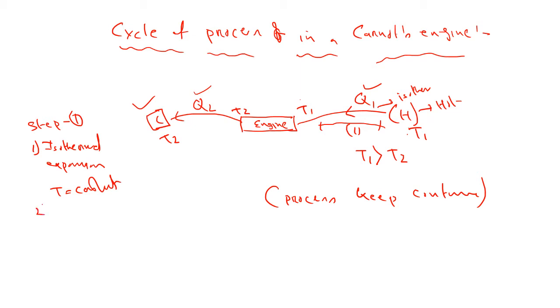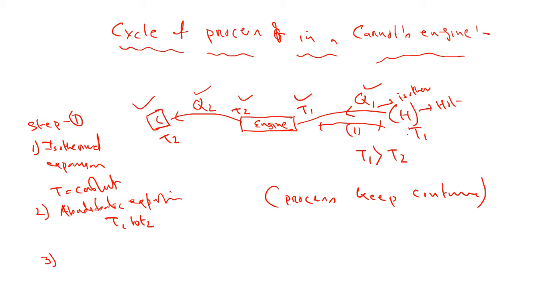The step 2 is adiabatic expansion. In adiabatic expansion, there is no incoming or outgoing heat. So there is no use of any heat, but it is an expansion. That's why its volume may increase, and due to this, its temperature may reduce to T2. So in adiabatic expansion, we get T1 to T2.